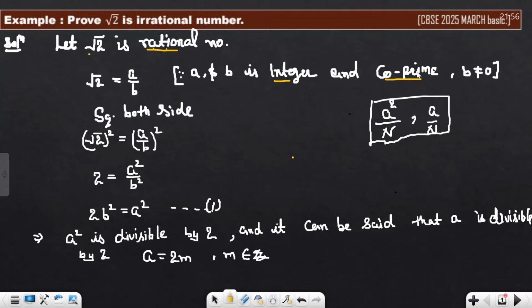Co-prime means two numbers whose HCF is 1, and b not equal to 0, because it is the denominator. Second step, squaring both sides. When we square, 2b square is equal to a square. Okay, a square is equal to twice of b square. It means a square is a multiple of 2. It means a square is exactly divisible by 2, and it can be said that a is divisible by 2. The theorem in this chapter: simple theorem is if a number's square is divisible by a prime number, it means the number is exactly divisible by that number.